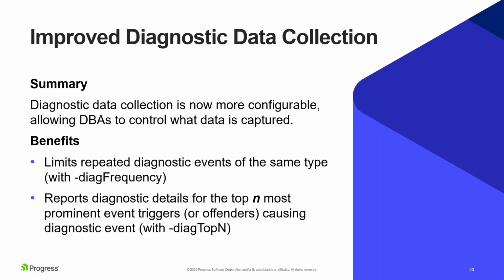Diagnostic data is collected for all connections each time an event occurs. And we know that rapid diagnostic event collection can overwhelm an OpenEdge deployment, causing database slowdowns and interruptions. So to better control this, database administrators can now use two new broker parameters. The first one, diagnostic frequency, limits how often repeated diagnostic events of the same type are recorded. And the second one, diagnostic top N, reports diagnostic details for the most prominent event triggers, also known as offenders, that are causing a diagnostic event like lock table overflows. So for DBAs, this enhancement helps to gather actionable diagnostic data without overloading the system.